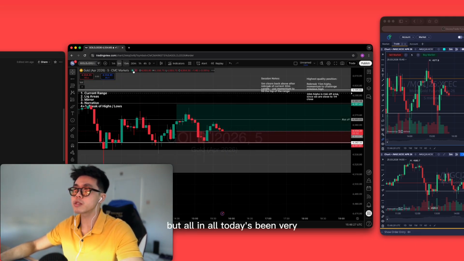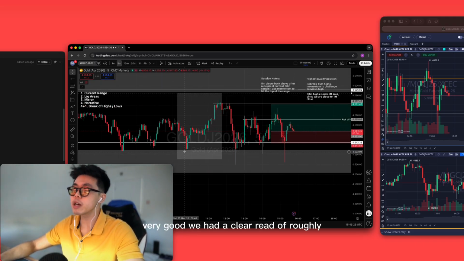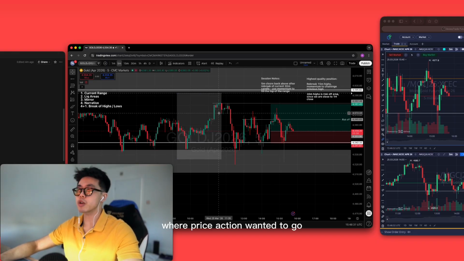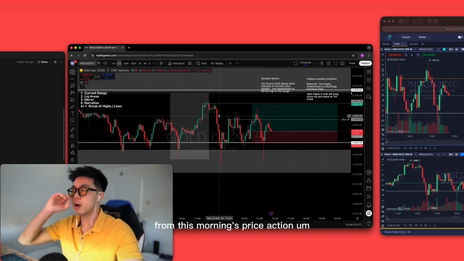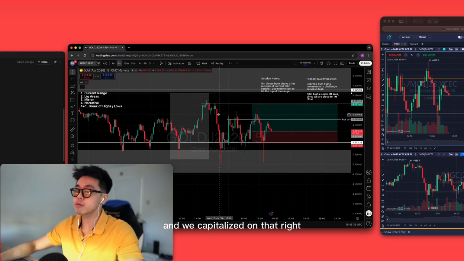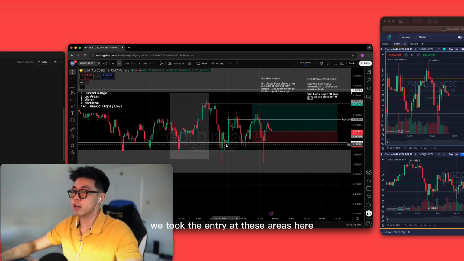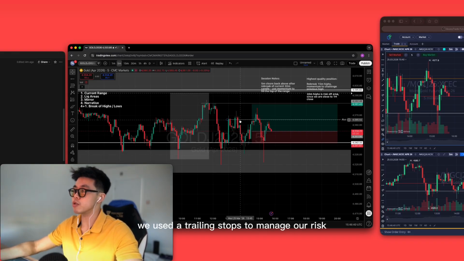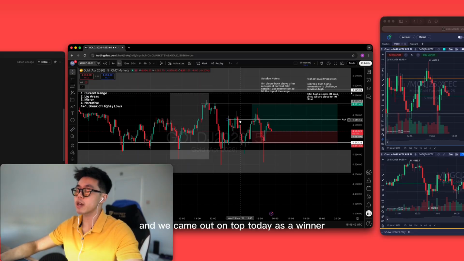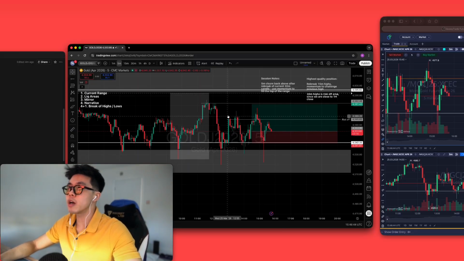But all in all, today's been very, very good. We had a clear read of roughly where price action wanted to go from this morning's price action, and we capitalized on that, right? We took the entry at these areas here. Price action came up, we used trailing stops to manage our risk, and we came out on top today as a winner, and that is the priority.